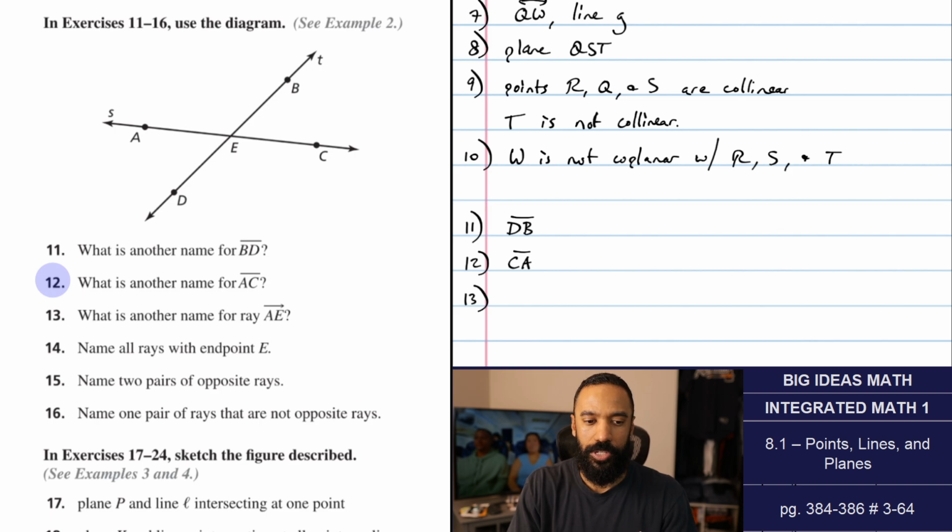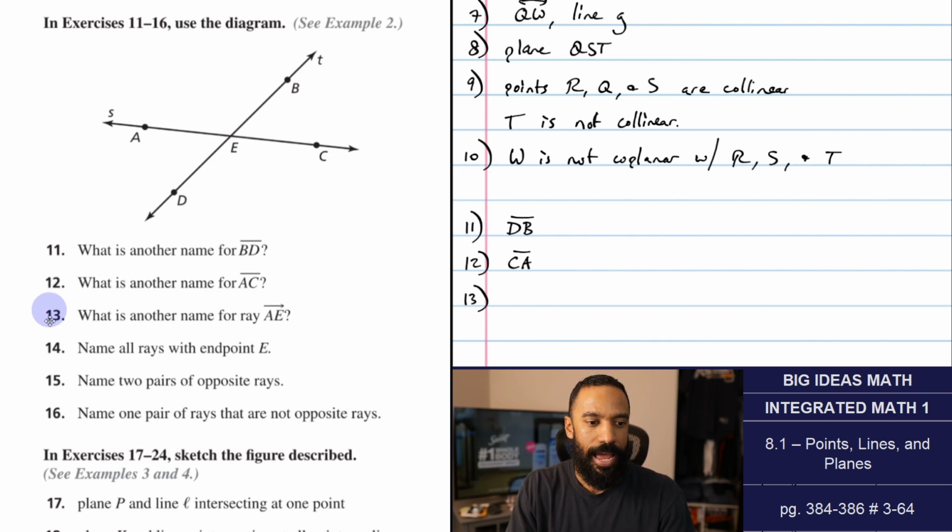Number 13. What is another name for ray AE? Now this one here, here's what ray AE is. Give me a second. I'm going to change this color and do something. Here's ray AE. A is the endpoint. It goes through E and it goes forever in this direction. It's that green arrowed thing.